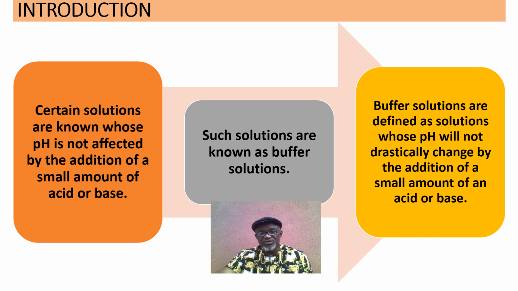You know, if you have a buffer solution of pH 2.0 and you add an acid or base, the pH of that solution will change only slightly, probably about 0.02 or 0.05. It cannot change drastically from 2.0 to 3.0, or drop from 2.0 to 1.0, or even increase from 2.0 to 4.0. That's one of my buffer solutions. And we'll also come to see some examples of buffer solutions, like human blood. We'll see that so that we understand further what we mean by buffer solutions.